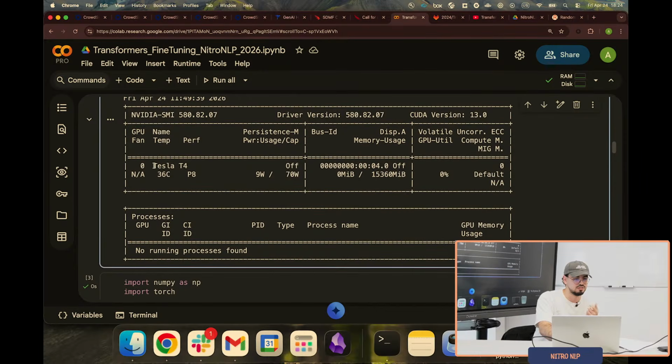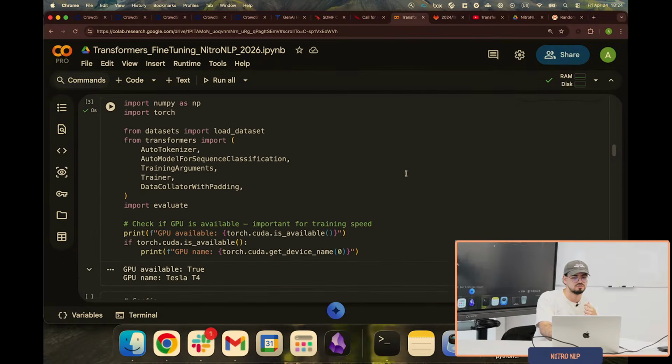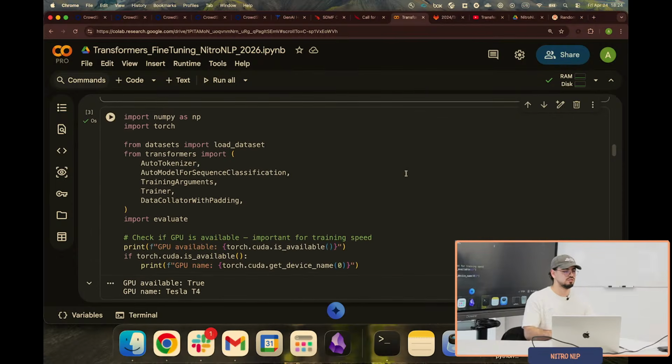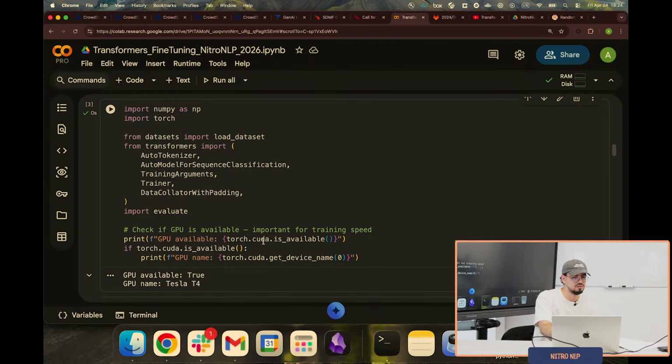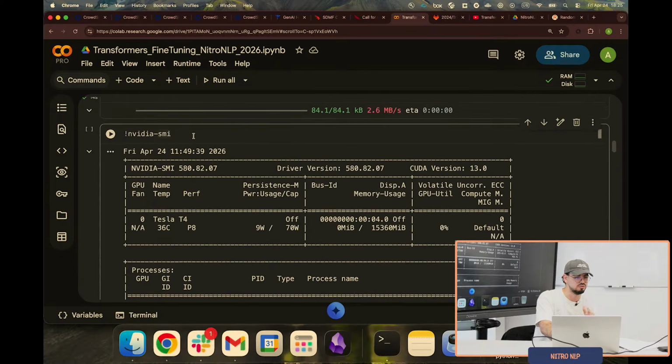All right, here I can see that I'm using a Tesla T4, nothing really crazy about it. I can see the usage of it, this kind of stuff. The first thing that we're gonna do, again, this is only a sanity check. We can check if a GPU is available with torch.cuda.is_available. And we can also see its name. It's the same that you can do with nvidia-smi.